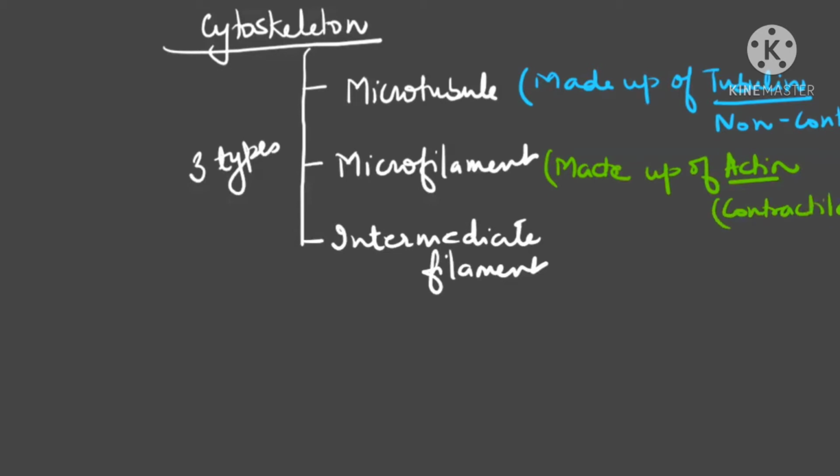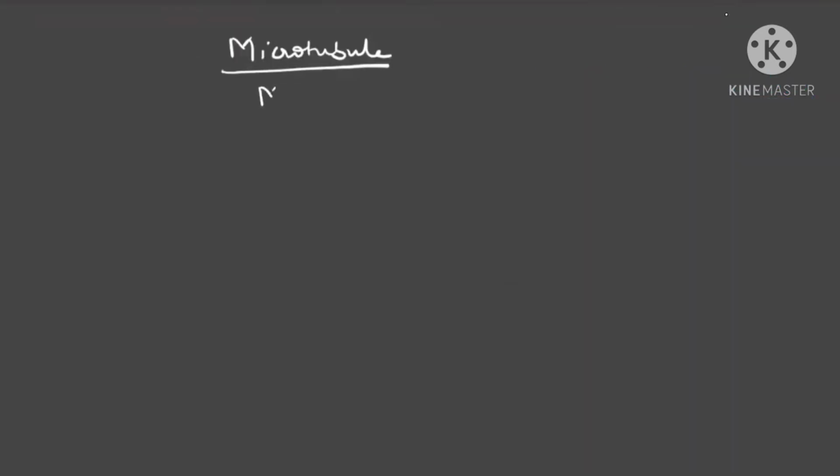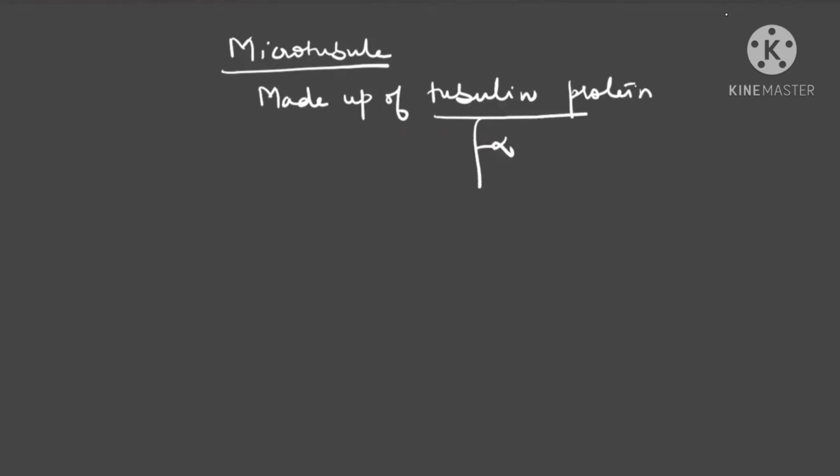So when we are studying the centrosome, meaning a pair of centrioles, we have to focus on the microtubule. So we'll now study microtubule in detail. Microtubule is made up of tubulin protein, and these tubulin proteins are again of two types: alpha protein and beta protein. Clear, beta? They are actually non-contractile proteins.